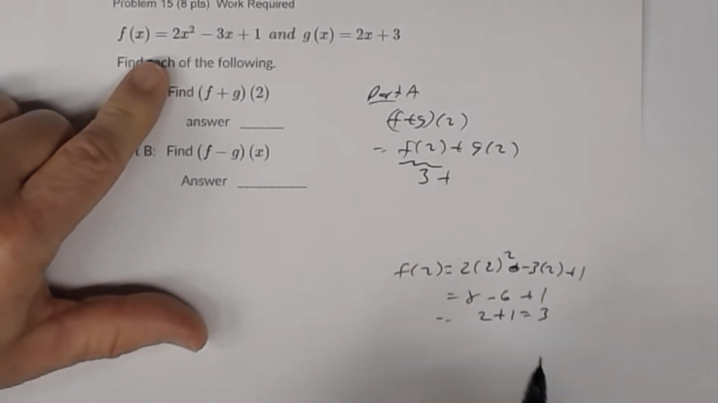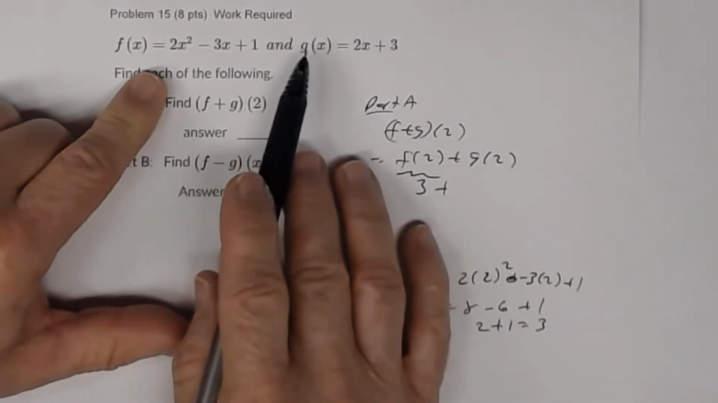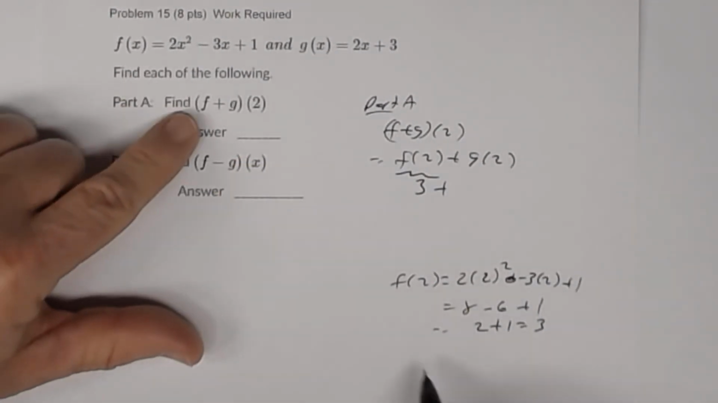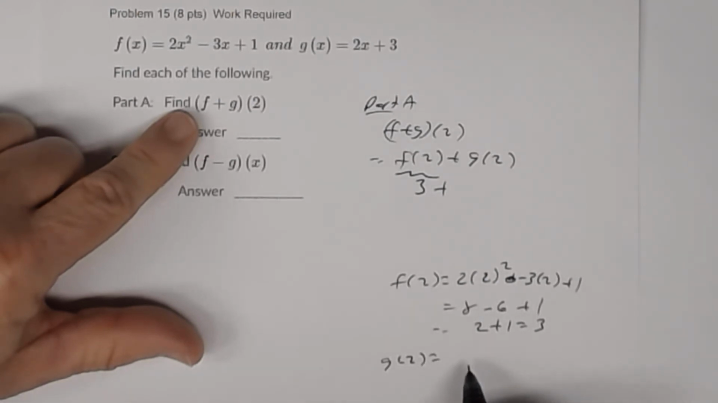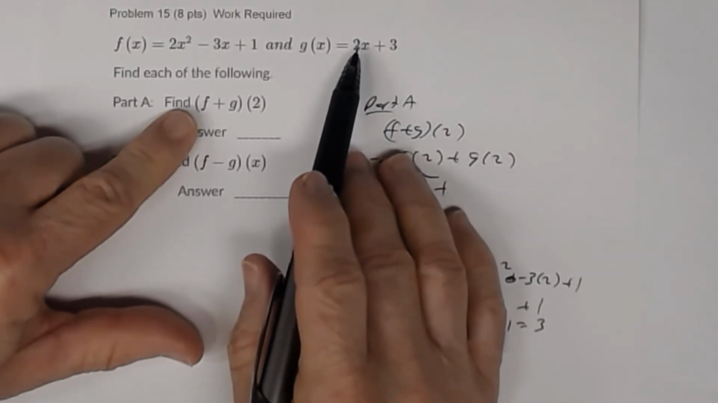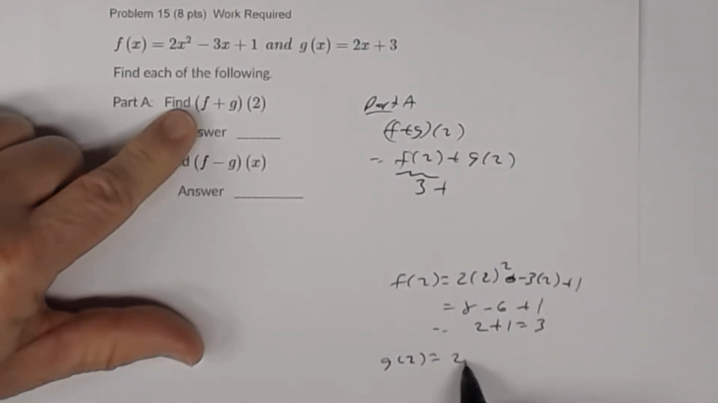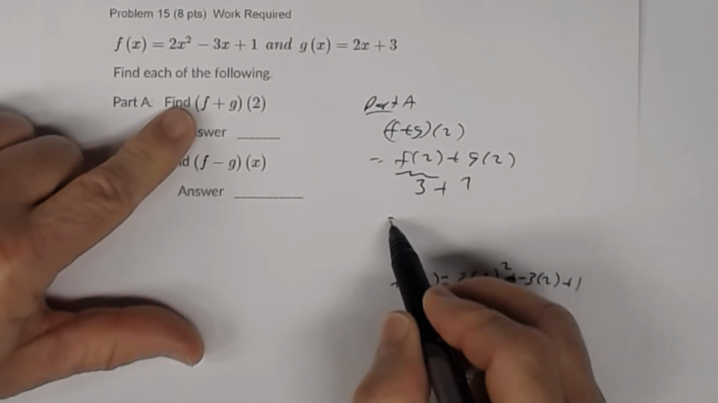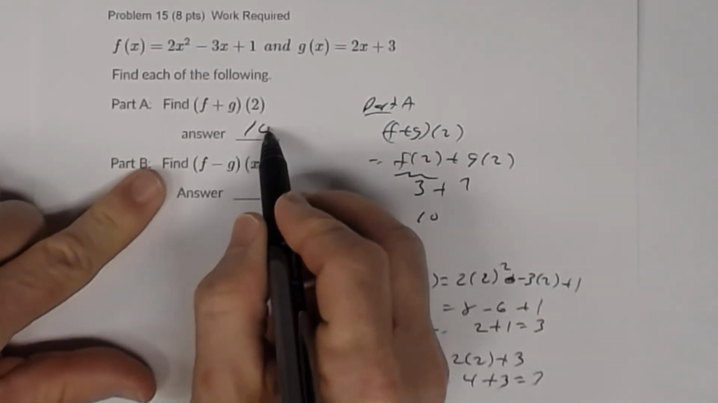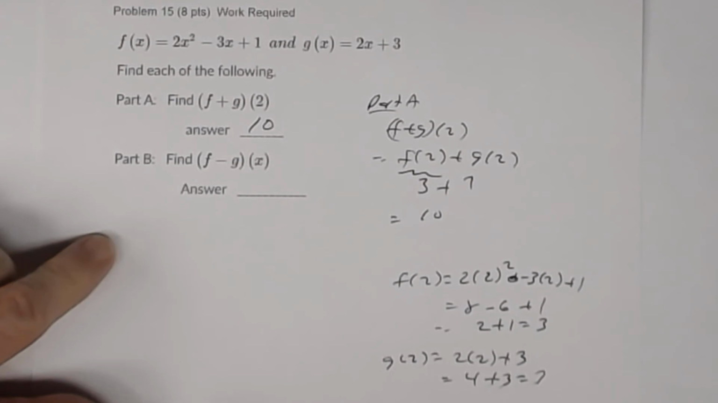Plus, and then you do the same thing for g of 2. This time you go to your function g. You get 2 times 2 plus 3. 2 times 2 is 4. 4 plus 3 is 7. So it becomes 3 plus 7, which is 10. So part A, the answer is 10.